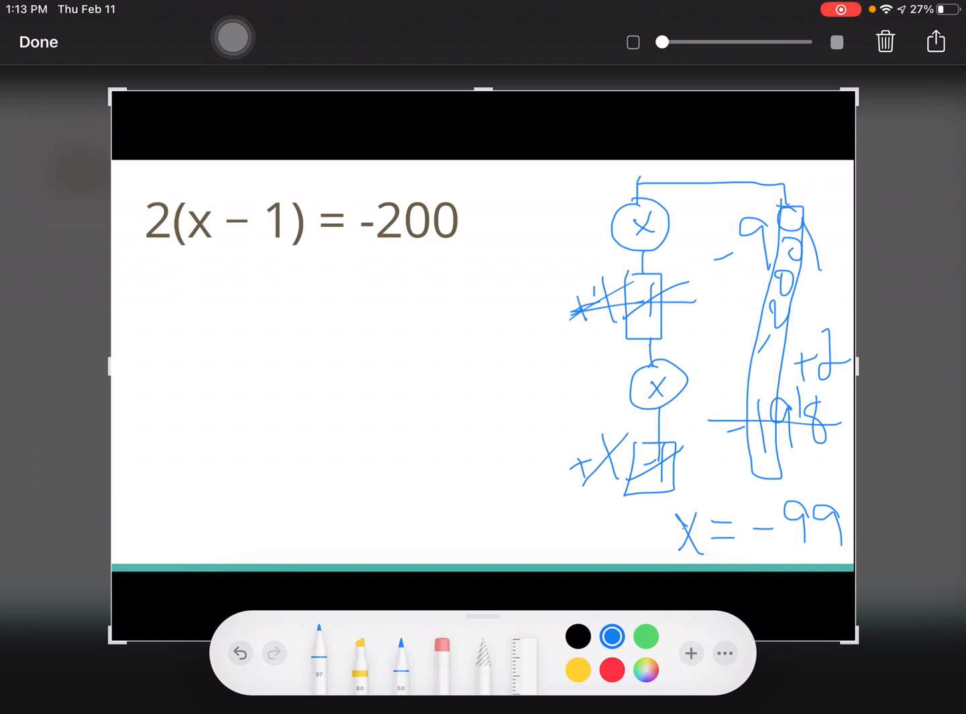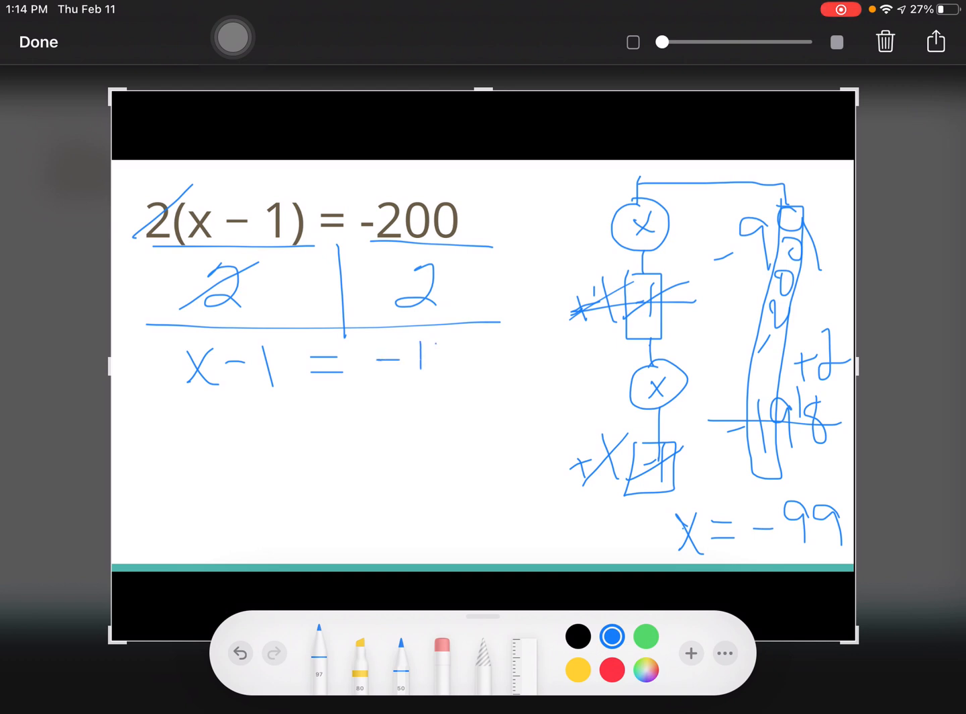All right, and let's come over to the equation and see if we get the same thing. So we're going to do this using division first, and I'm doing that because the 2 easily divides into the negative 200. So I'm going to do my upside down t to show I'm doing the same thing. I'm going to divide both sides by 2 first. That's the division property of equality. 2 divided by 2 is 1, so that leaves me x minus 1 equals negative 200 divided by 2 is negative 100.